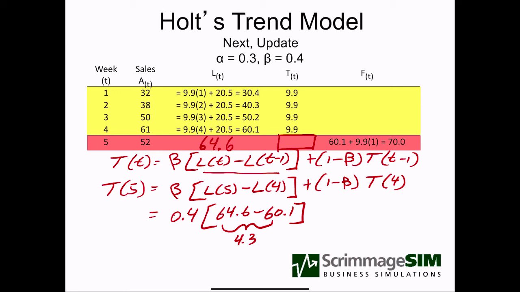And we're going to take 40% of that and add it to 60% of what we thought the trend was before. The trend in period 4 was 9.9. So we over forecast. We've dropped the level down from the 70 we thought it would be to 64.6. And when we do the math, we're going to drop the trend down to 7.7.